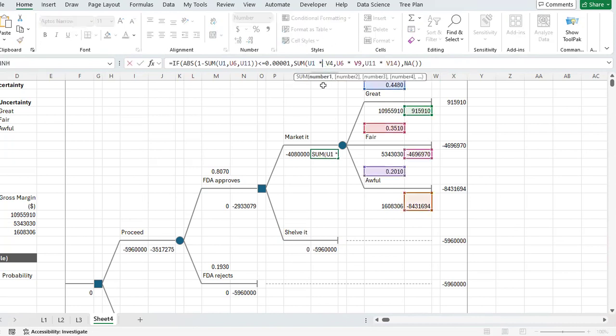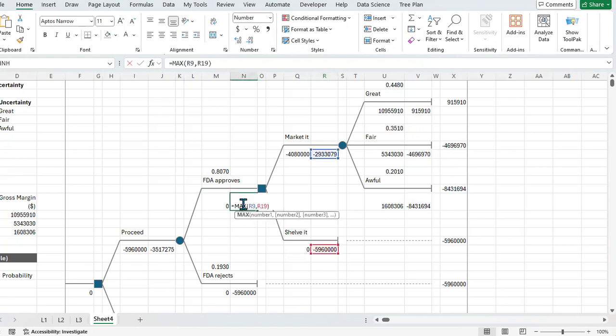This value here is the expected value of net incomes. And then they're associated with the probability. This one is associated with that probability. This one's associated with that probability. This one's associated with that probability. So essentially what this box does here is a sum product, right? We're taking the product of U1 and V4, U6 and V9, U11 and V14, and then we're summing. And then this right here is just the maximum of these two.